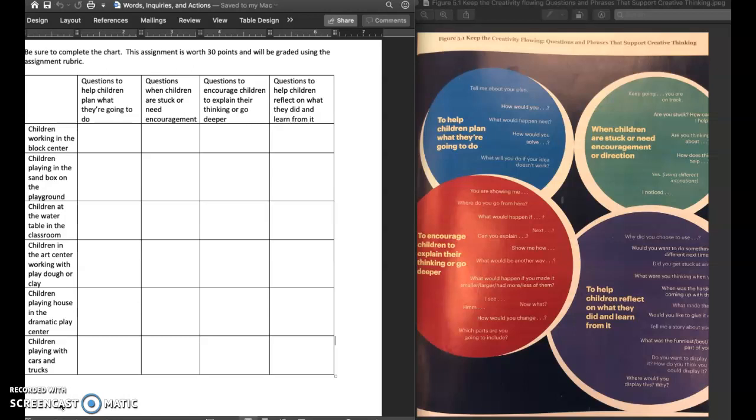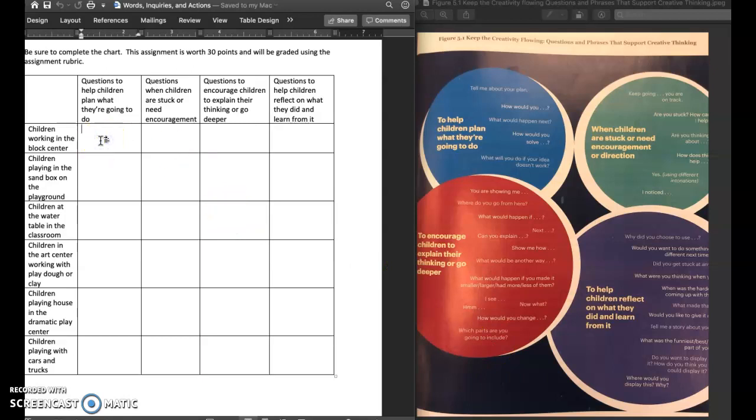I would encourage you to turn to page 85 in your textbook. Use this page. This page will make this assignment so much easier and help you target. But I really want you to be specific in your questions. So when you look at page 85, which is the image I have over here on the right-hand side of the screen, those are stems. But I want you to make those stems applicable to the actual centers.